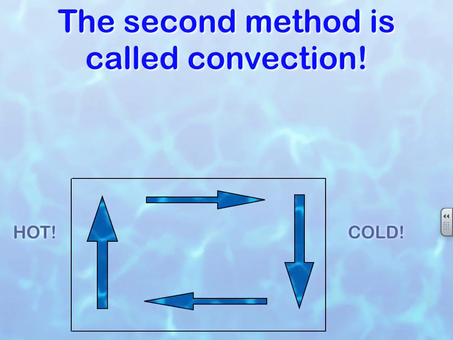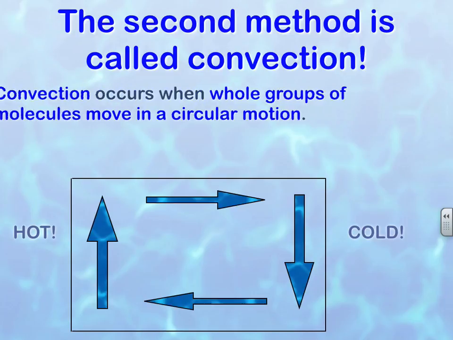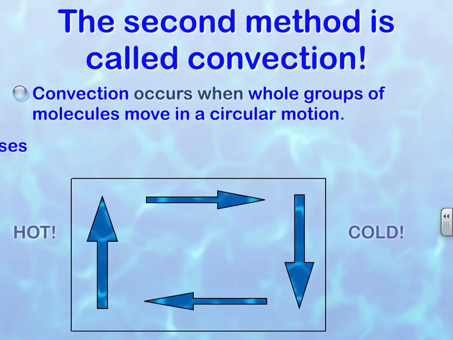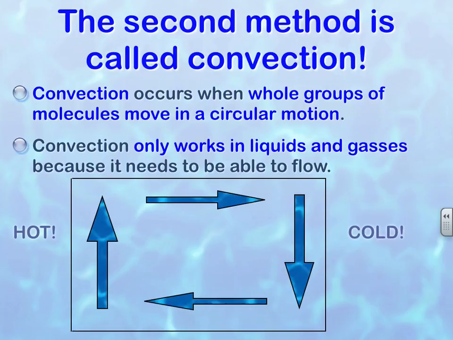Our second method of heat movement is called convection, and in convection, whole groups of molecules move in a circular motion. Because it has to be free to move, it can only work with a liquid or a gas, a fluid. So fluids are able to convect, but solids are not. If I heat up one corner of the desk really hot, this corner of the hot desk can't move over to another corner. It's stuck right there. So the only way this solid desktop can move heat is by conduction. If I heat up this part, it wiggles and wiggles and slowly works its way down, but the desk itself doesn't move.